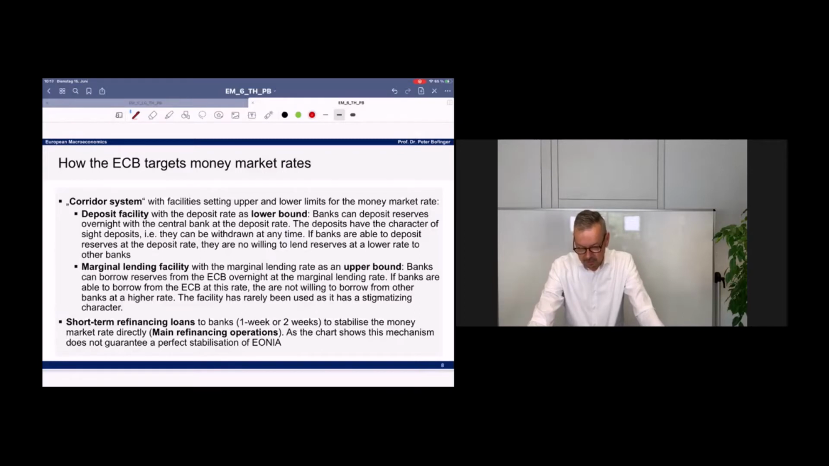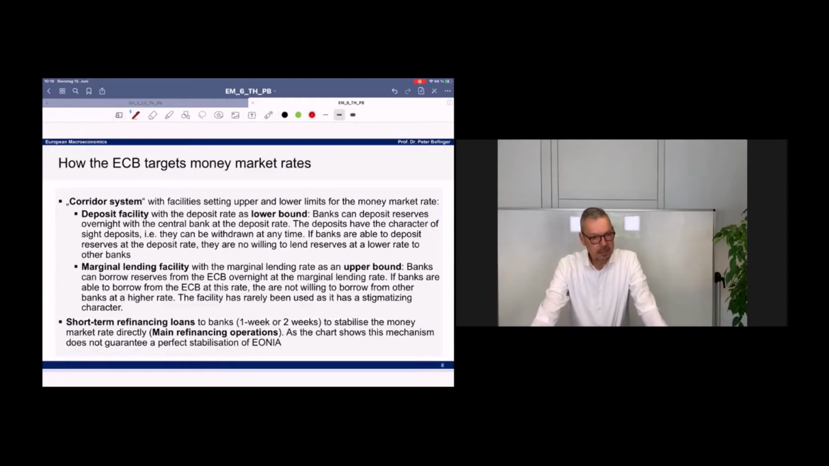This corridor system has two facilities, one setting an upper and the other setting a lower limit for the money market rate. One facility, which is relatively important, is the so-called deposit facility, which is a lower bound for the money market. Deposit facility means if a bank has more reserves than it needs, it can always transfer these reserves to the deposit facility of the central bank. And as the deposit facility is remunerated, so you get an interest rate for it, the rate for this deposit facility is the lower bound for the money market rate, because if I can lend to the ECB at a rate, let's say, of 1%, I will not lend to a commercial bank at a rate that is below 1%. So the deposit facility sets a lower bound for the money market rate.